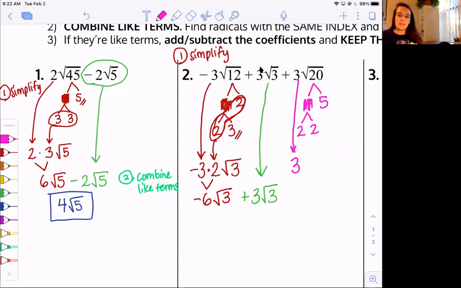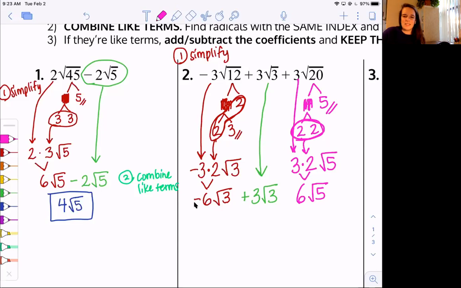Do I have a pair? Do I have a pair from the 20? The 2s. And I have the 2s. And I have a 5 left over. Right, 5 left over. So I have 6 square root 5. I'm multiplying 3 and 2. 3 and 2. Definitely.